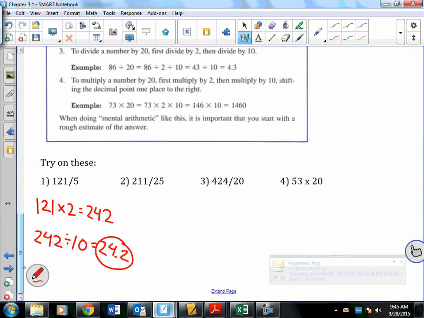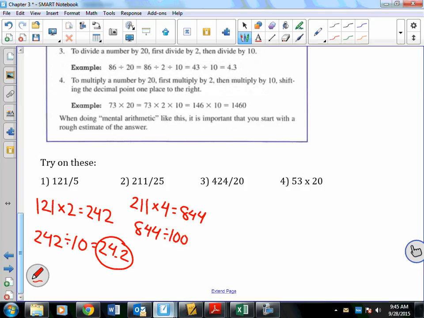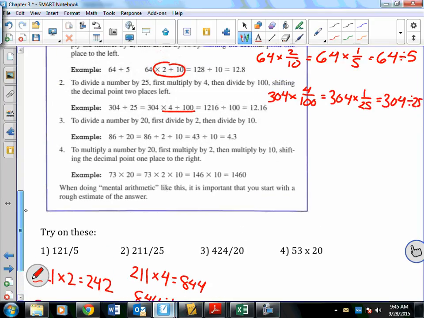So if I look at 211 to divide by 25, the first thing I'm going to do is multiply by 4. So 211 times 4 is going to give me 844. And then the next step is to take 844 and divide it by 100. Dividing by 100 is moving it 2 decimal places to the left. I get 8.44. That would have been nearly impossible without a calculator before as well.